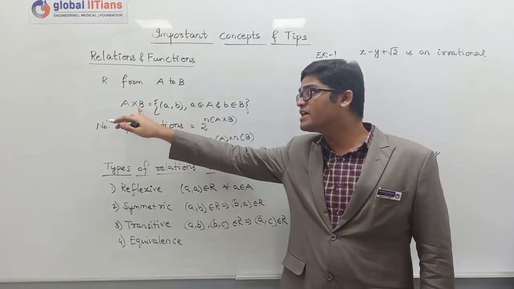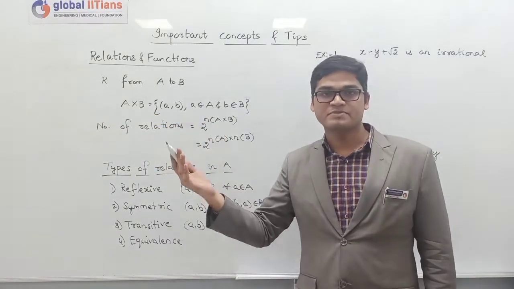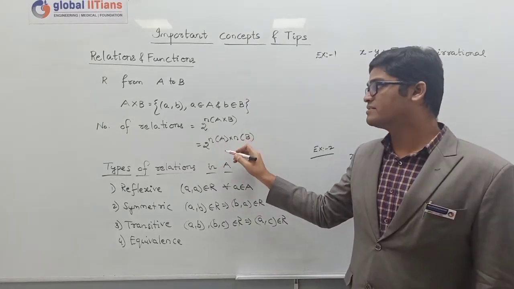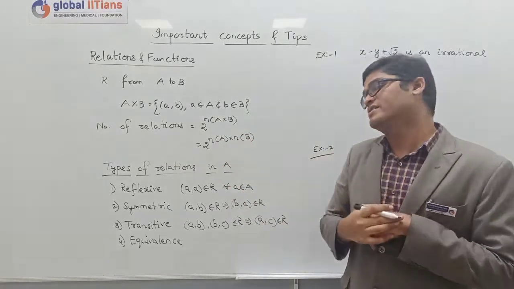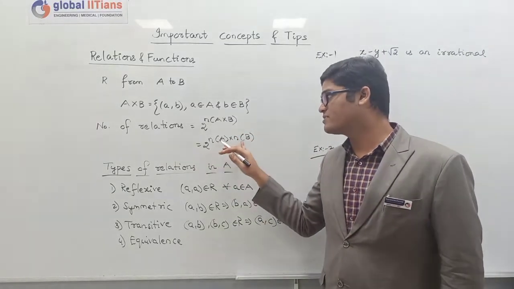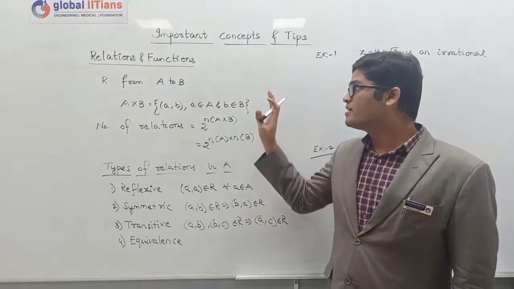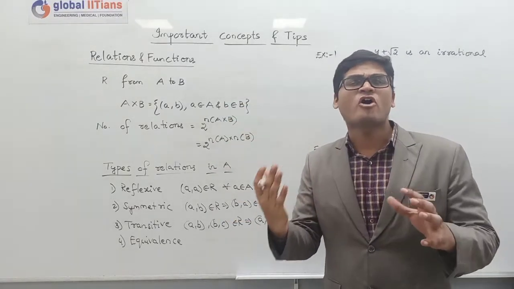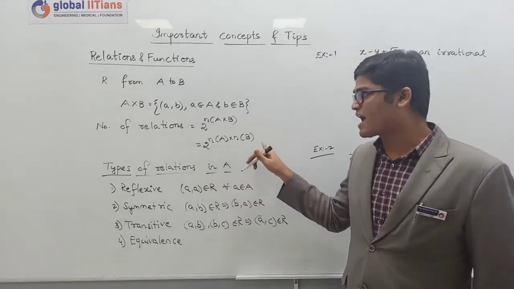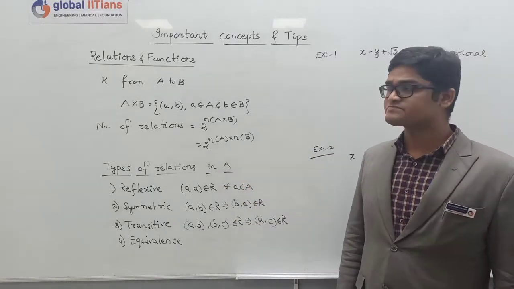How many elements will be there in A cross B? n of A cross B, that is n of A into n of B. So, how many subsets do we have for A cross B? 2 power n of A into n of B. So, this is the first set of questions that may come, regarding the number of relations. Number of non-empty relations means we have to just subtract 1 from this.